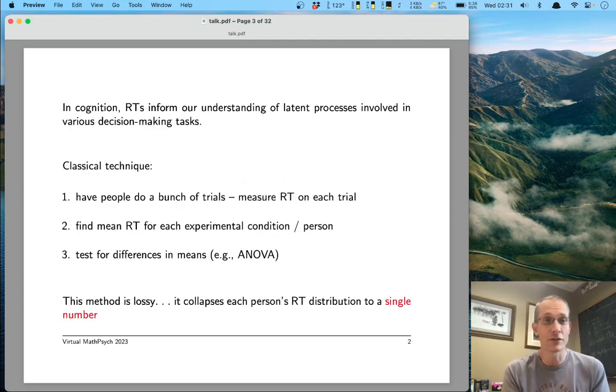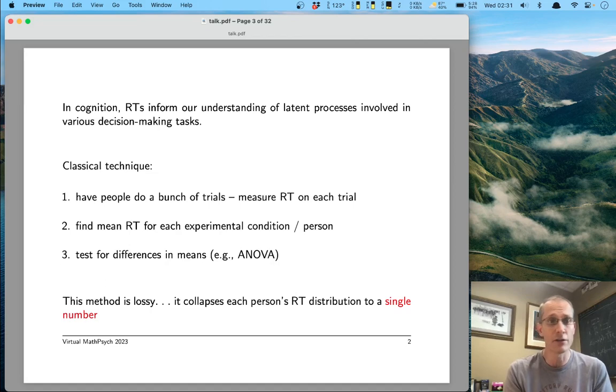So certainly in the field of cognition and any of the subfields within, my own field is numerical cognition, RTs are what we deal with every day. They are indeed the thing that informs our understanding of the latent processes, those processes that we cannot see, that are involved in the various decision-making tasks that result in the behavior that we analyze.